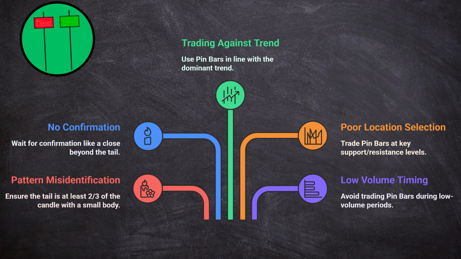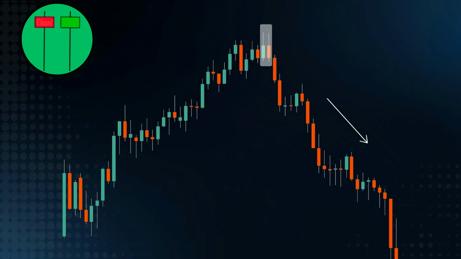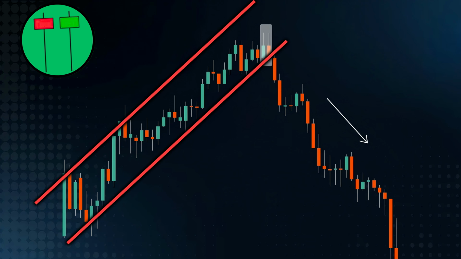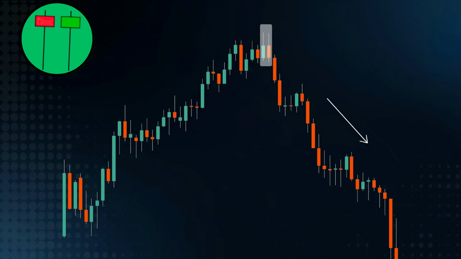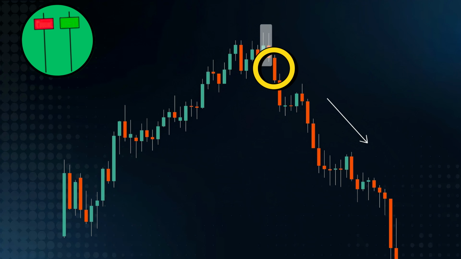Let's see how it should appear on a chart. You should only trade ones with at least 2/3 of the candle as a tail and a small body tucked at one end, and only when they pop up at major support, resistance, trend lines, or Fibonacci zones in the direction of the main trend. Wait for the next candle to close past the tail or show clear follow-through before pulling the trigger, and avoid pin bars born in low-volume lulls or right after sharp moves, since those are often just profit-taking, not true reversals.